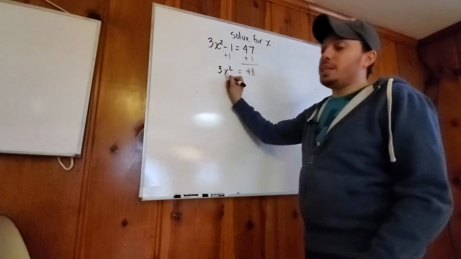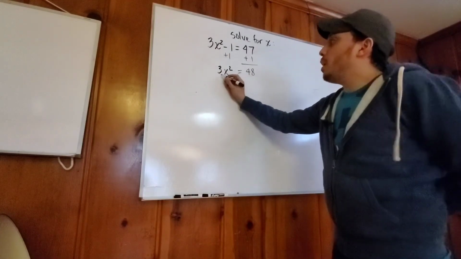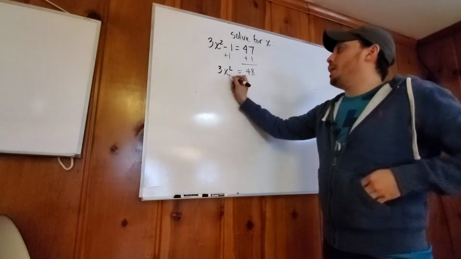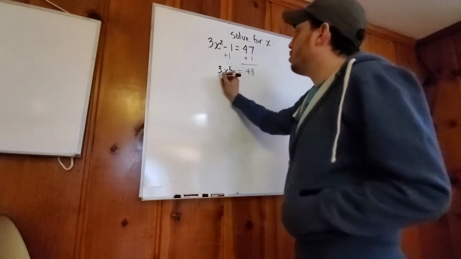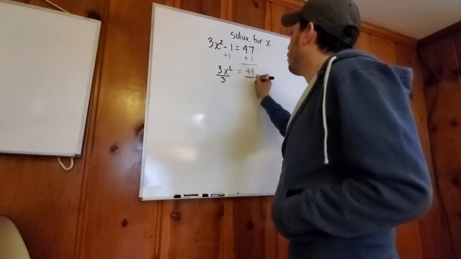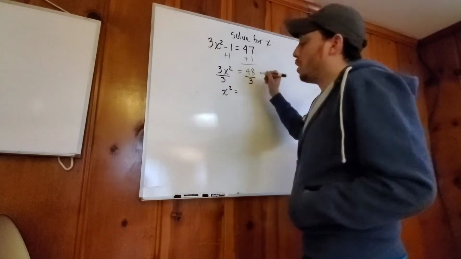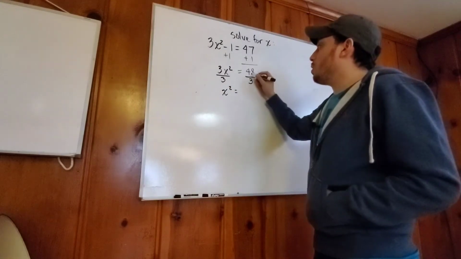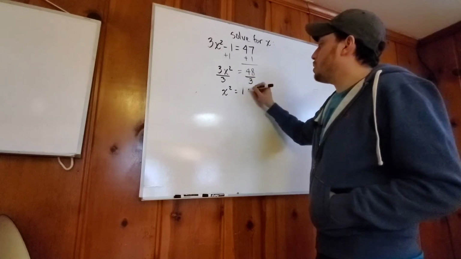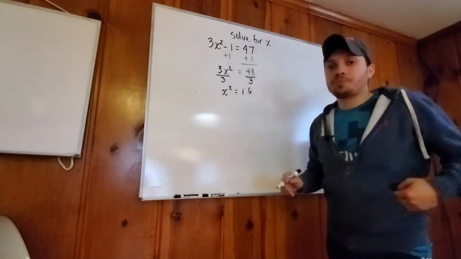Now, because the 3 is affecting the x squared, how? By multiplying it, we need to divide by 3. So I divide by 3, and then I get x squared, and 3 into 4 is going to be 1, into 18 is 6, so it's 16.